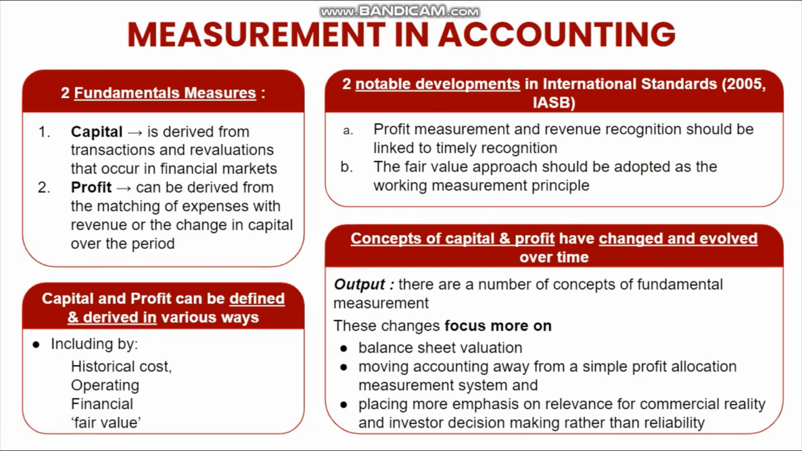The measurement approach before the introduction of international accounting standards was different. Capital was always stated at historical costs, and changes in net assets were not considered as profit. Hence, we can see that derived profit depends very much on how we measure opening capital and how we measure expense and capital allocation. And then we can define these fundamental measures in various ways, such as historical cost and operating, and then financial and fair value.